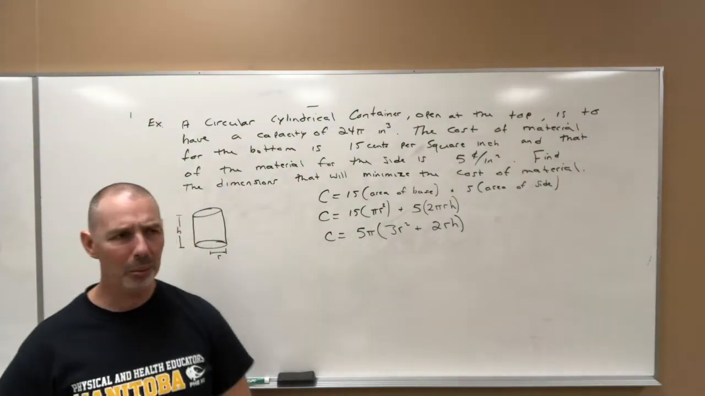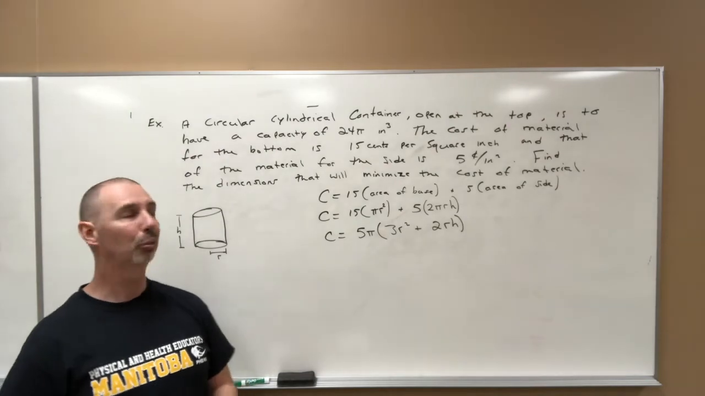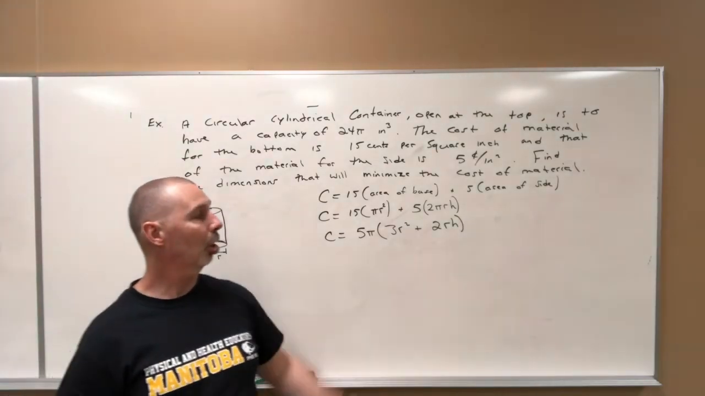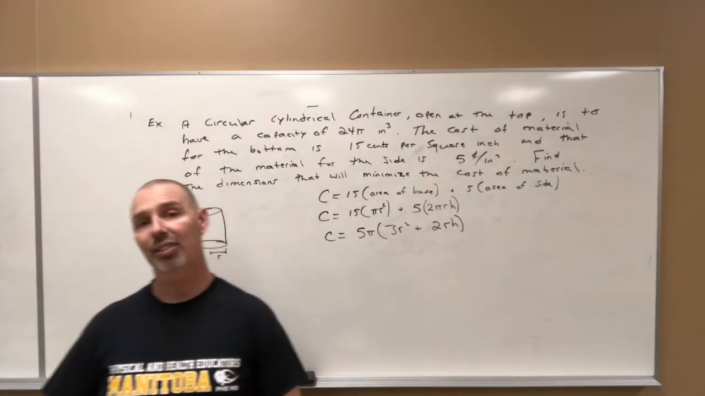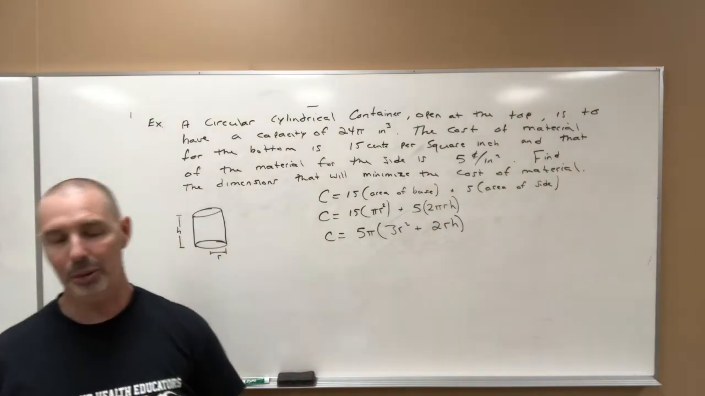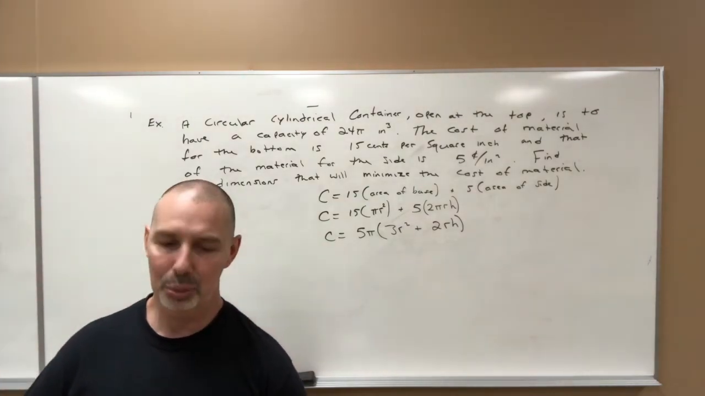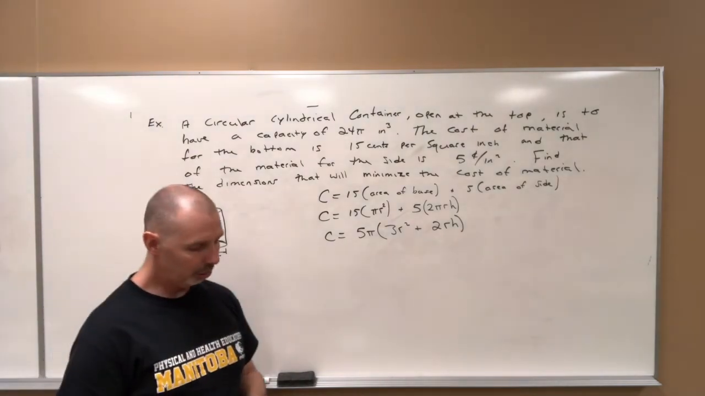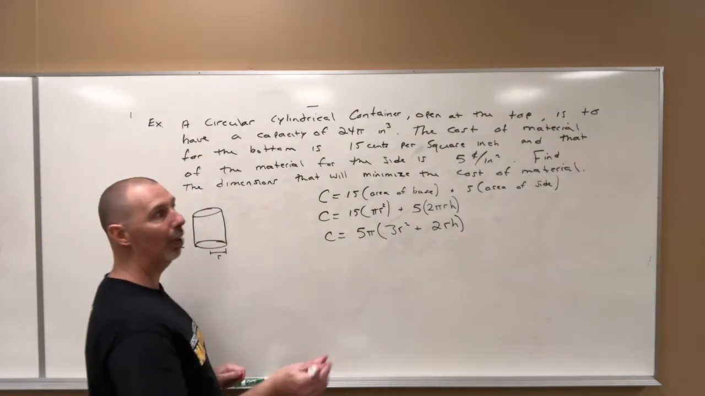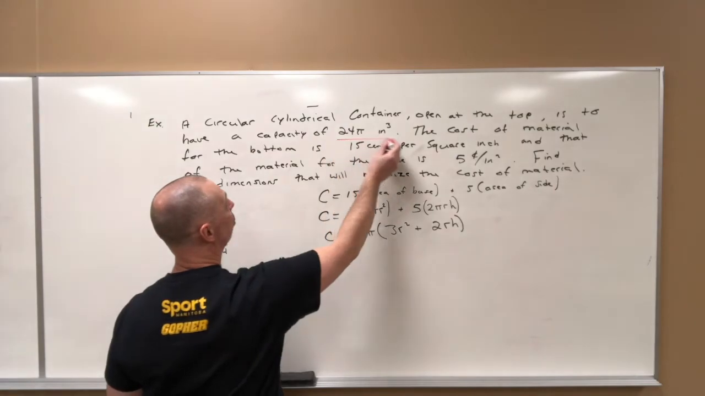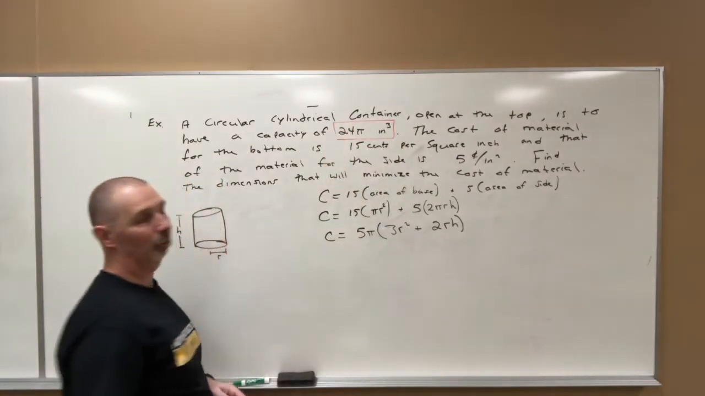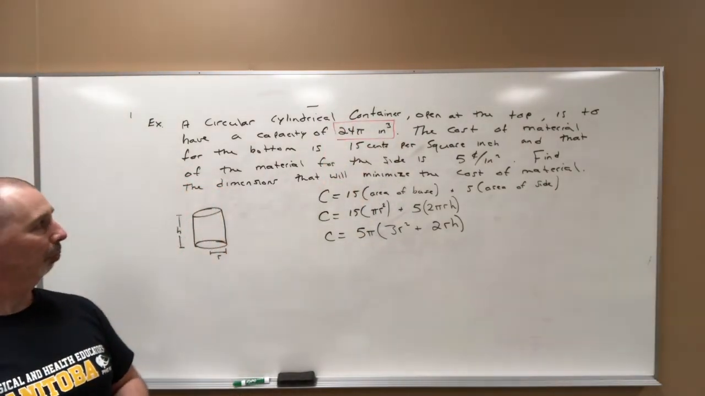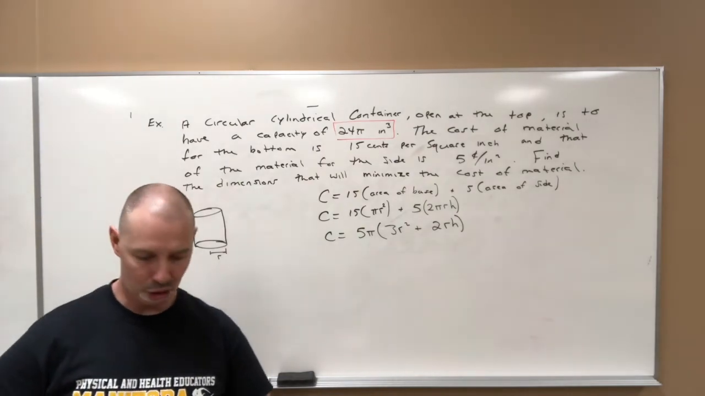Now there's a slight problem with this formula. It has too many variables. We've got c, we've got r, and we've got h. That's too many variables to take the derivative. We need to find a way to eliminate a variable. And to do that, we're going to go back to the question. The question gave us a piece of information we have not used yet. There it is. It tells us that the volume is 24 pi inches cubed.